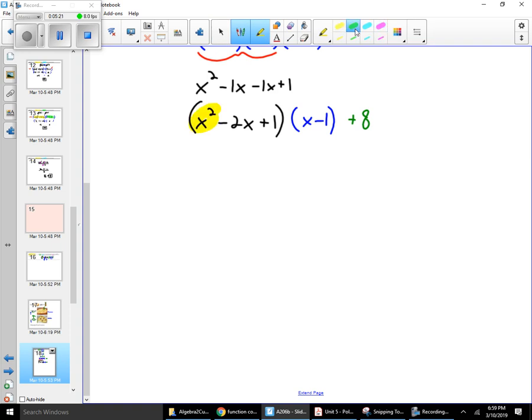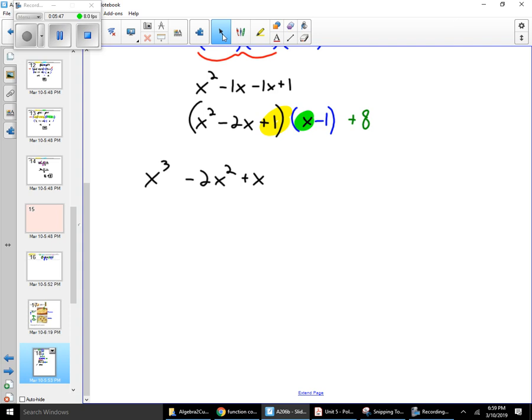I'm going to start with that x squared and the x. X squared times x is x cubed. And we want to make sure we're multiplying every term in the trinomial by every term in the binomial. So it's going to walk down that trinomial. Now I have a negative 2x times x, which is a negative 2x squared. I then have 1 times x, which is a 1x.